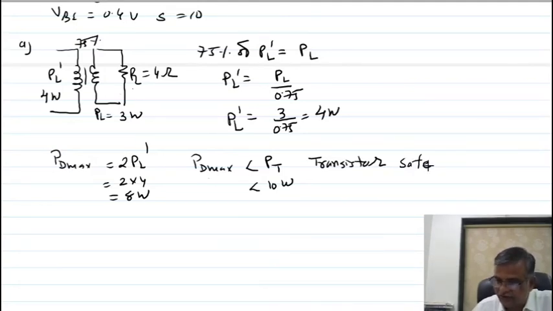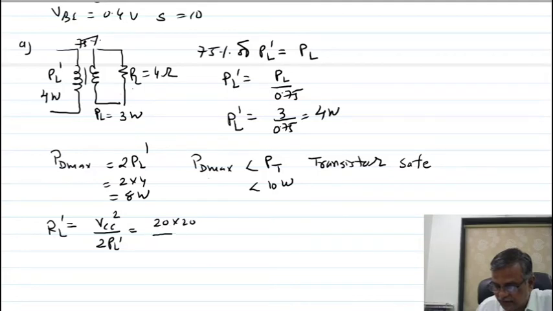Transistor is operated in a safe region. Now, once we have checked, what is RL dash? RL dash is nothing but VCC squared upon 2 PL dash. So it is 20 into 20 upon 2 into 8. So RL dash is nothing but 25 ohm.